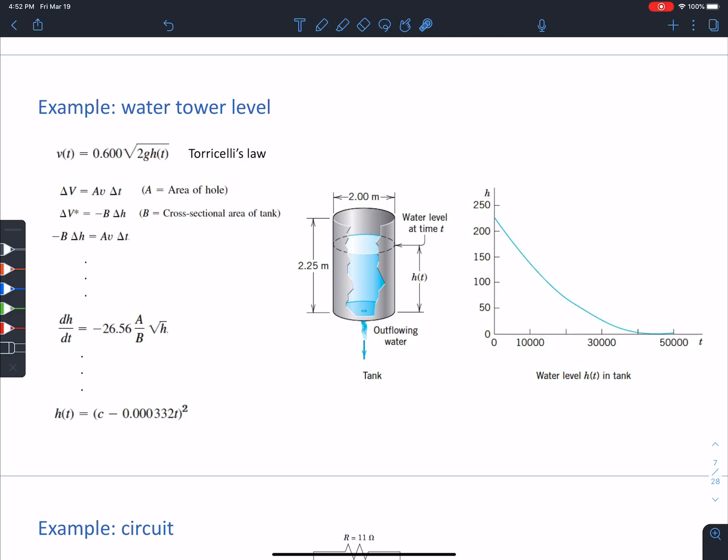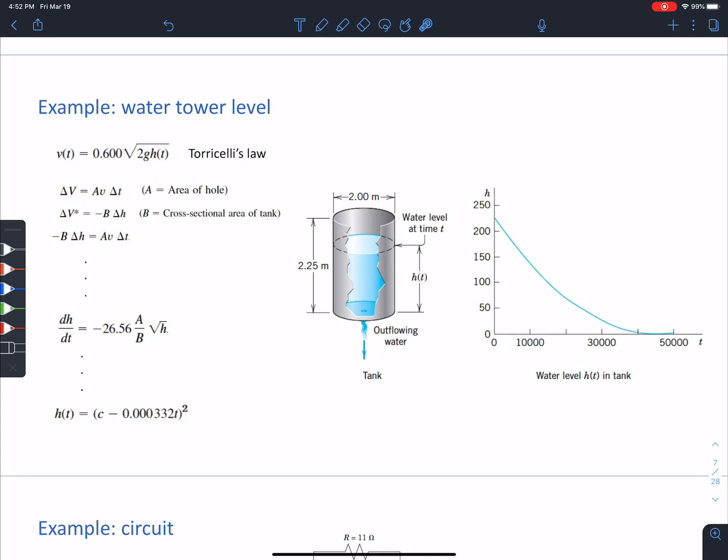And there are some well-known laws as to the velocity of the outflowing water, and this is known as Torricelli's law. And H is the water height as a function of time. So here's an equation, and we can of course obtain the area of the opening of the hole to compute the change in volume. We also have that the change in volume is given by the cross-section of the tank. So we equate this change in volume with that change in volume, and this is delta H over delta T.